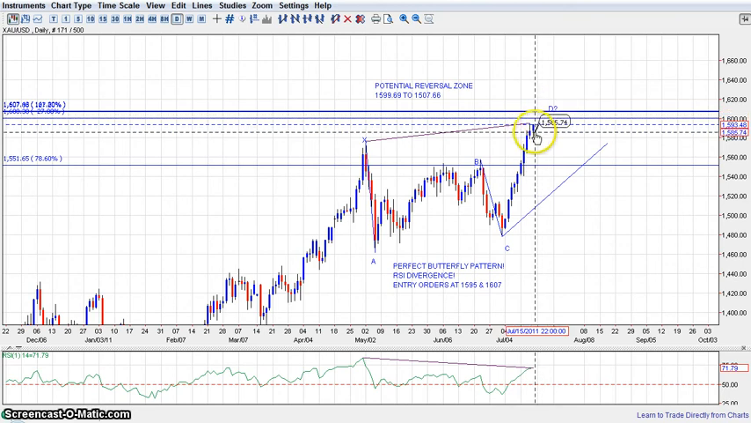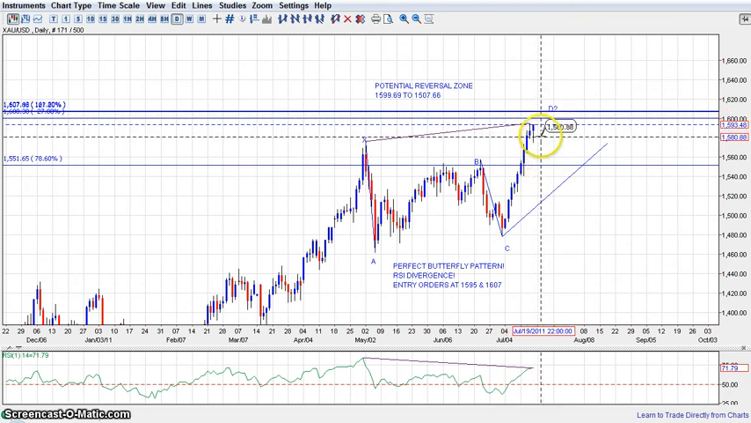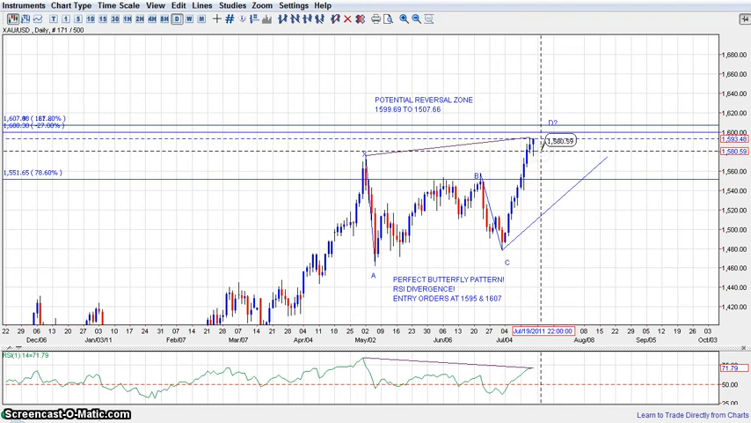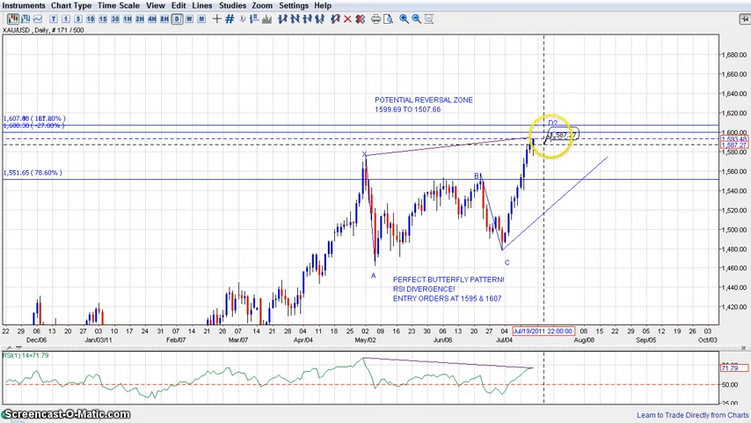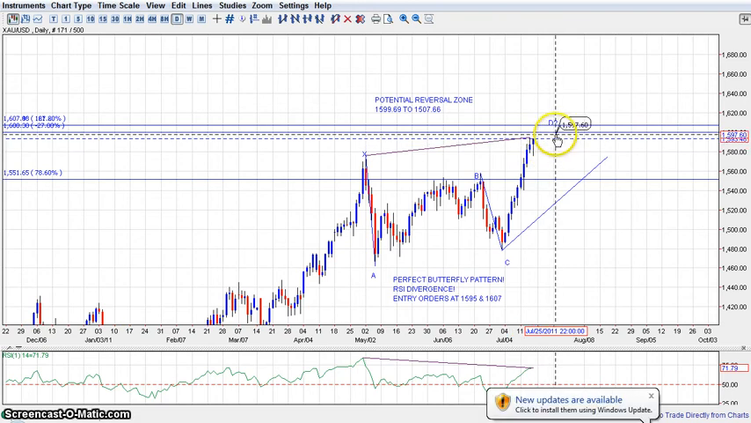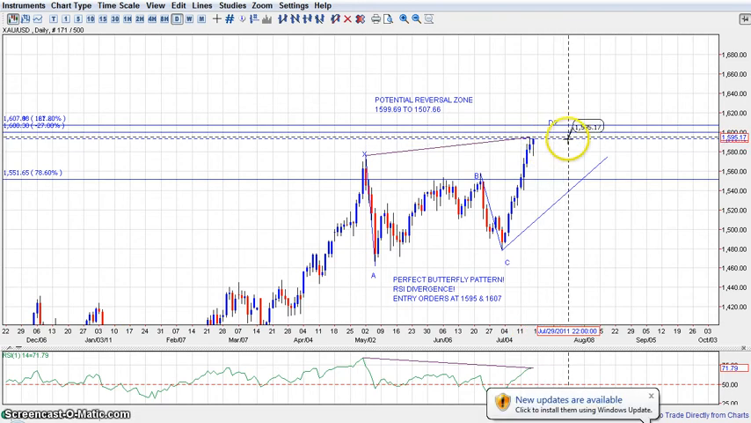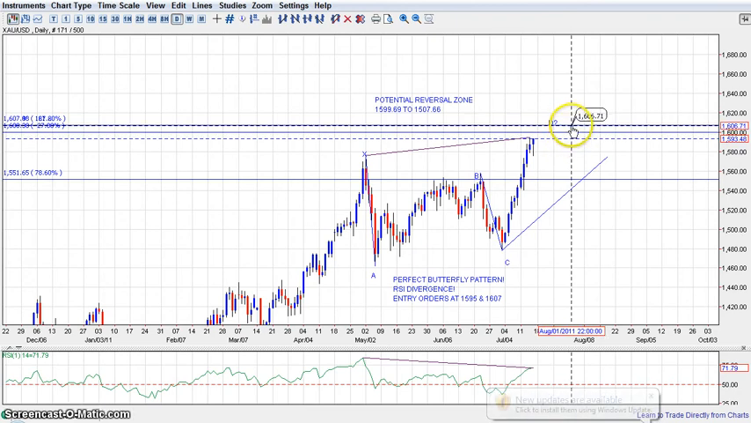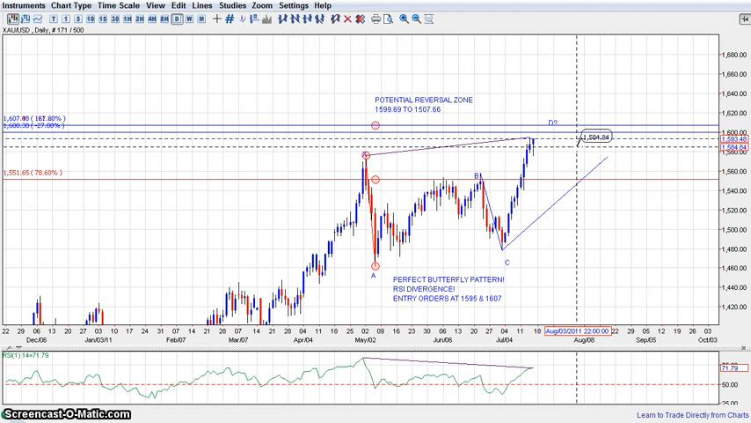So that being said, I wouldn't go short right now. I'll place my entry order at 1595, just below that psychological barrier of 1600, and another entry order at 1607, which is this level here. So that's 2 entry orders at 1595 and 1607.